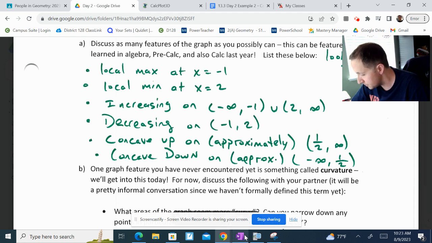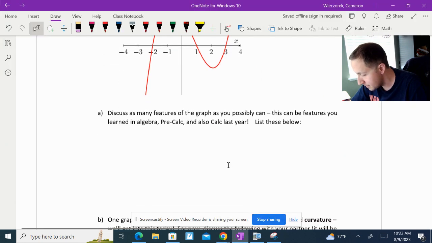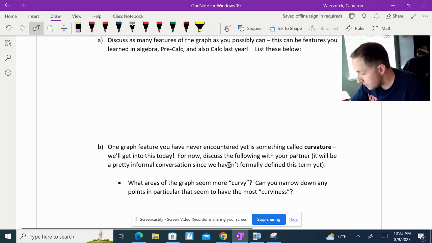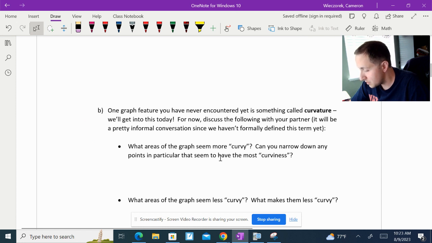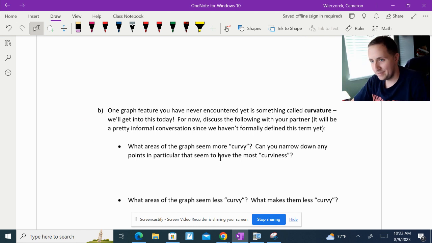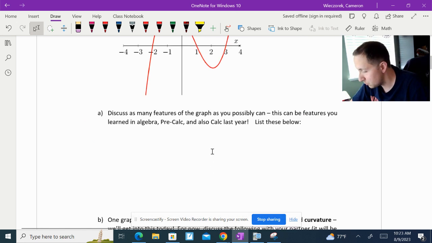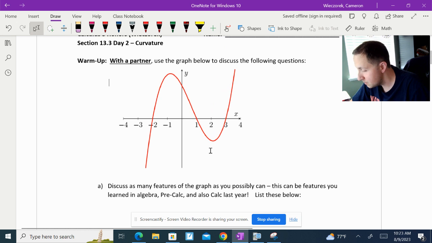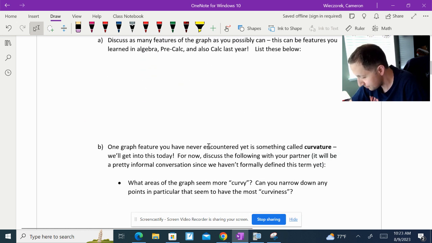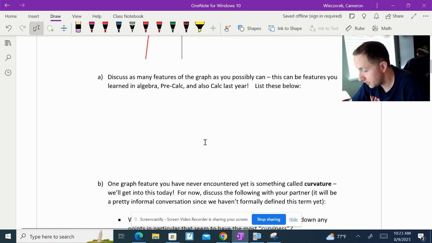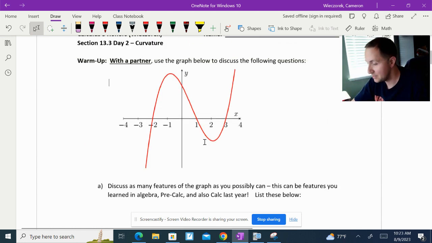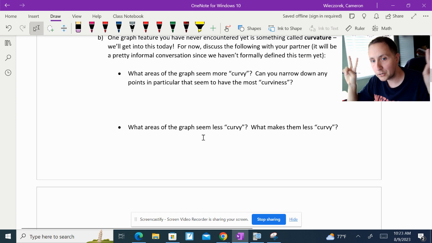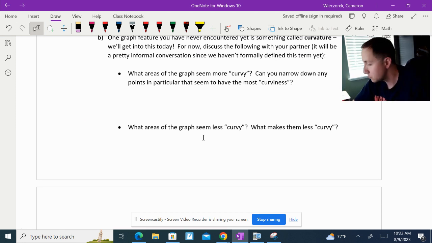So now the second question, this is getting into what we're going to talk about today, something called curvature. In a more intuitive sense, if I was to ask you what areas of the graph seem more curvy, okay, I know that's a very loose expression, but what areas of the graph look the most curvy? Can you narrow down any points in particular that tend to have the most curviness? And what areas of the graph seem to be less curvy? And what would you say, just intuitively, makes you say that they're less curvy than those other areas?